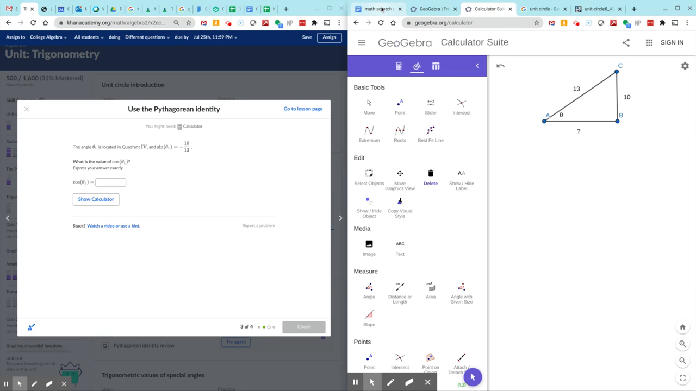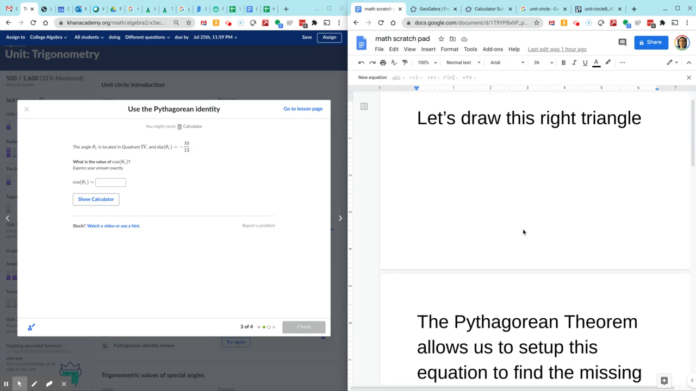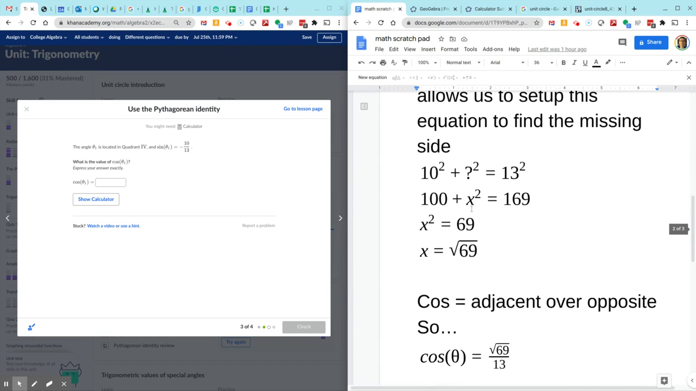So I just set it up. 10 squared plus whatever the adjacent is squared is equal to 13 squared. Here I just replaced it with x, so we didn't have to have an equation with a question mark in it. I solve this down until I get that x is equal to the square root of 69. Of course I could get a decimal approximation for that, but the problem asks us for an exact solution, not an approximate solution.